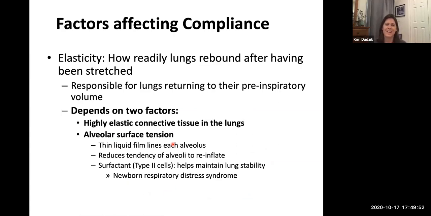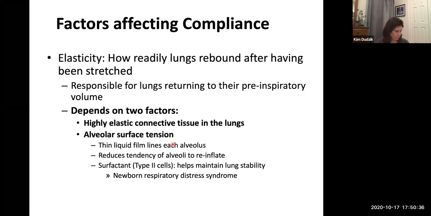Elasticity can also affect compliance. Elasticity refers to how readily the lungs rebound after being stretched. So compliance is stretching, but then what about the elasticity? As long as they can rebound after being stretched, then you can have compliance again. That's one of the things I was mentioning with emphysema. It's hard for that elasticity to come back so that the lungs can re-stretch the next time. We do have highly elastic connective tissue in the lungs that helps with that. So one of the factors that affects elasticity is having good elastic tissue.